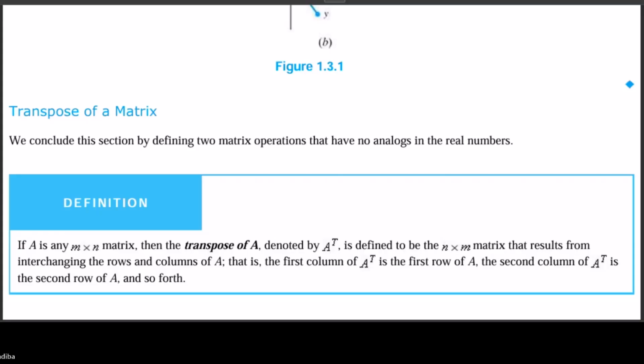Bluntly, please allow me to say this. If you've got the matrix A, and you are required to find its transpose, this is what it means. The rows in the first matrix will become the columns in the transpose.